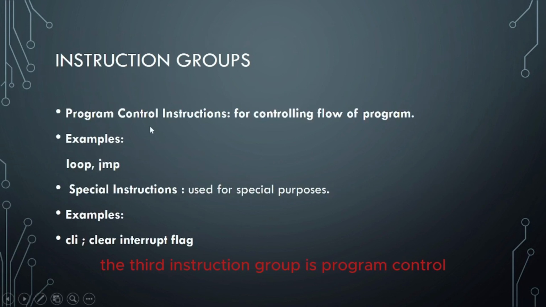The third instruction group is program control instructions. They are used for controlling flow of program. For example, we can use loops and jumps to run specific instructions first, or to repeat instructions a specific number of times. So in this way we are controlling the flow of program.